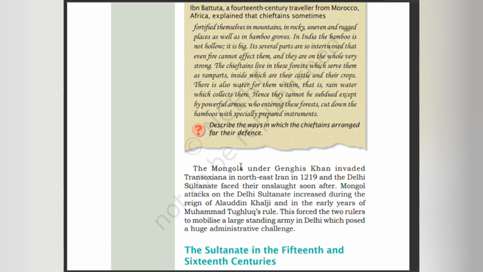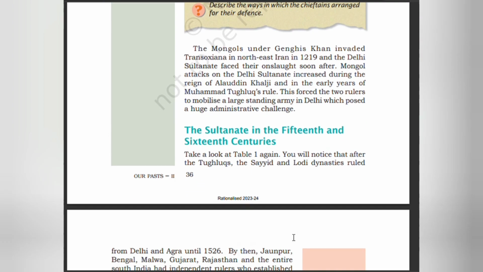instruments. Mongols under Genghis Khan invaded Transoxiana in northeast Iran in 1219 and the Delhi Sultanate faced their onslaught soon after. Mongol attacks on the Delhi Sultanate increased during the reign of Alauddin Khalji and the early years of Muhammad Tughlaq's rule. This forced the rulers to mobilize a large standing army in Delhi, which posed a huge administrative challenge.